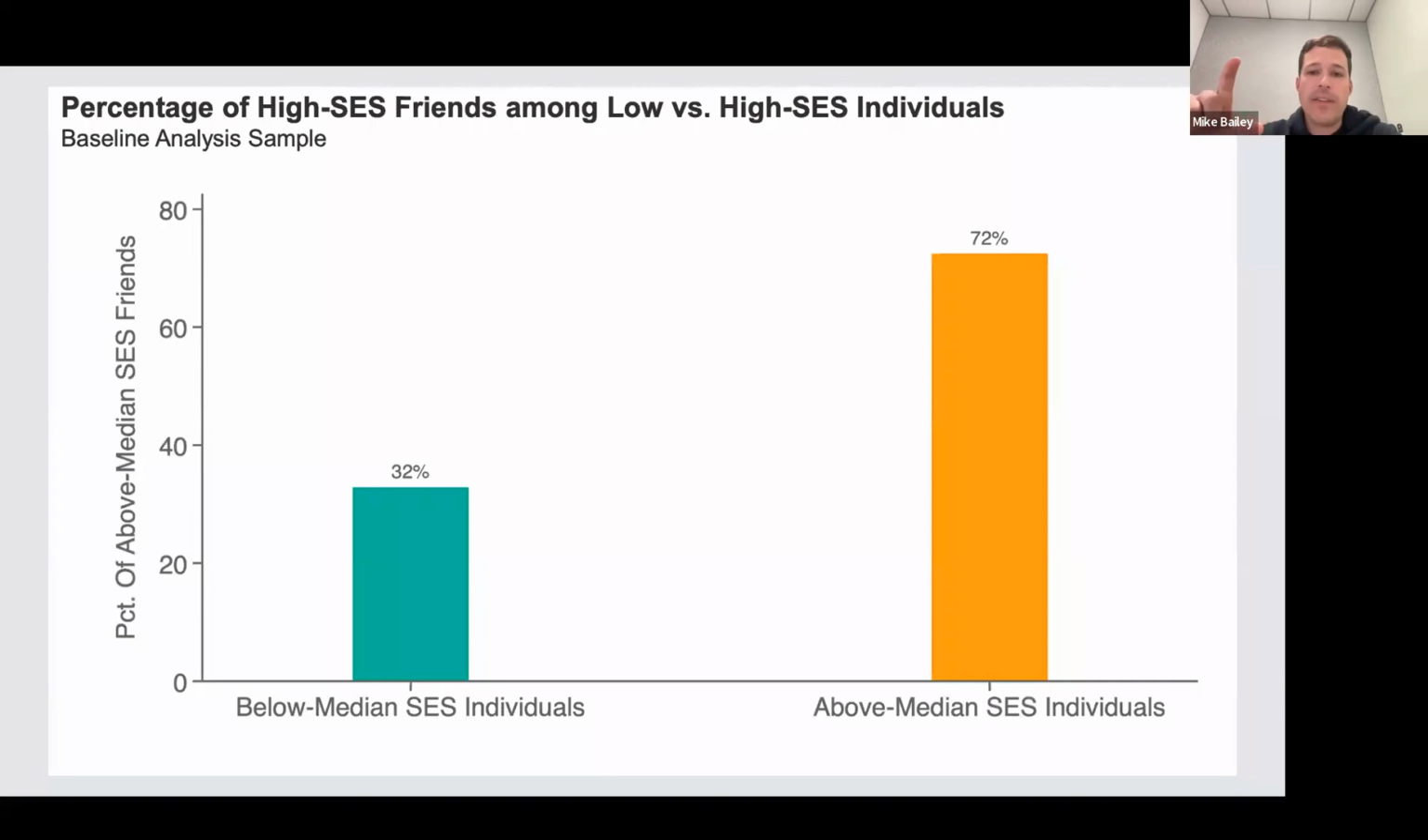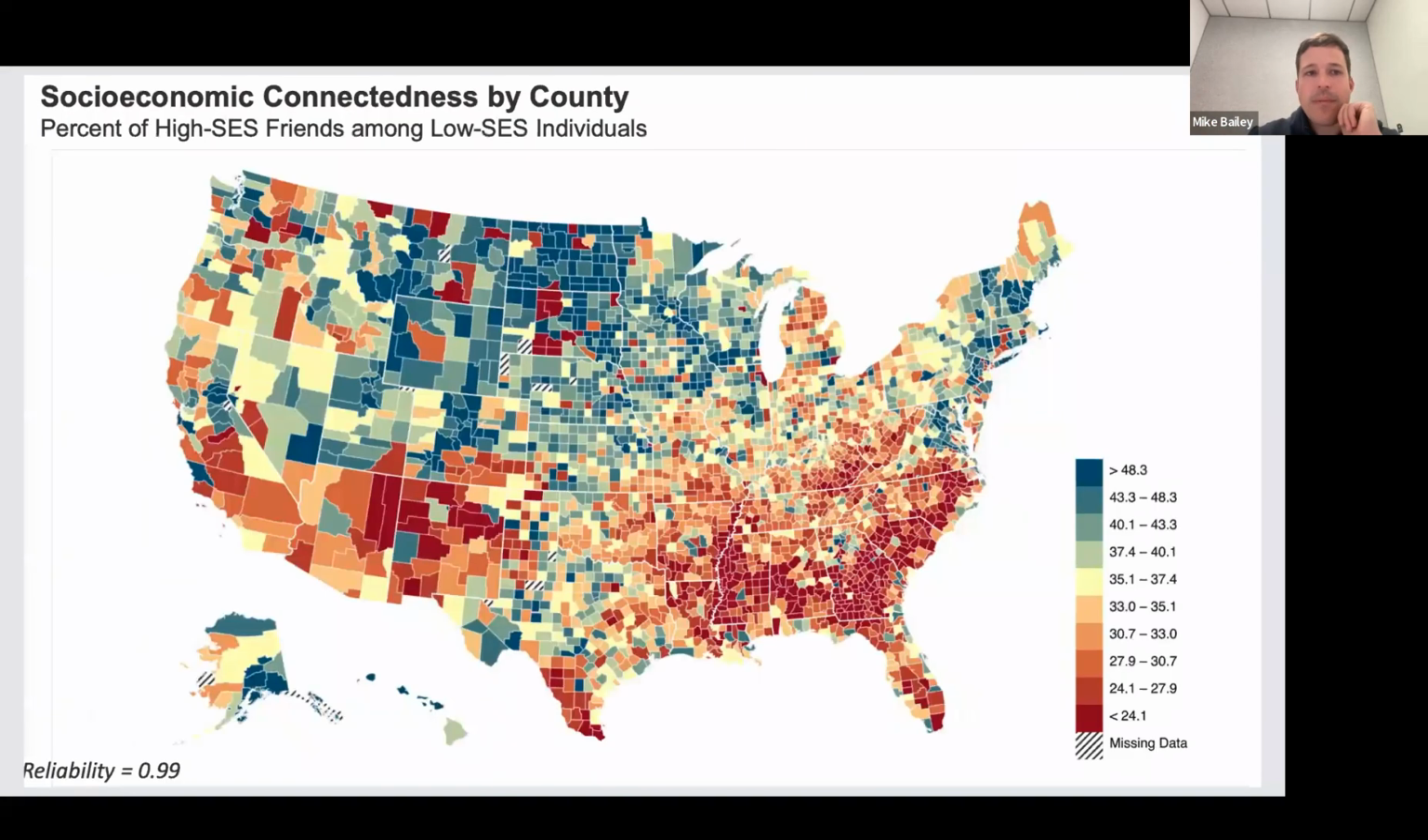So I think the question is, why is there this huge gap? Why are below median SES people not making friends above the median SES line? And we kind of want to dive in and decompose where that gap comes from.